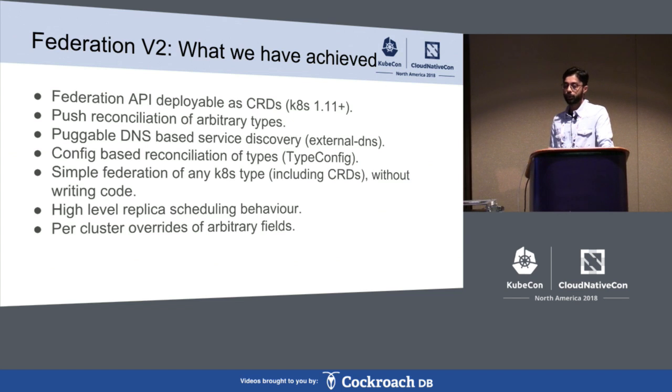We use another project for some portion of it. We call it external DNS. That project is also hosted in Kubernetes SIG. We have completed the config-based reconciliation. So we use a federated type that we call type config, which is a mechanism an admin can use to ensure which types are to be propagated and which types are not to be propagated. As I said, these are just very high-level pointers to what features we have completed. We'll be talking much more about this in deeper detail in the deep dive.